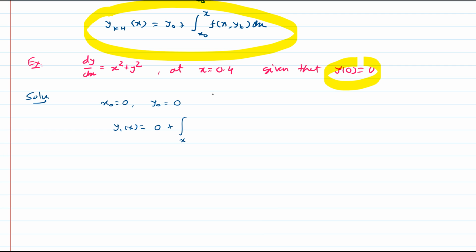Integration from x0, that is 0, so let us put that value. It is from 0 to x. The function is x square plus y square, that is my function. So it is nothing but x square plus 0, because y is 0. So let me put it this way: integral of x square plus 0 dx. On simplification it gives you x cubed by 3.